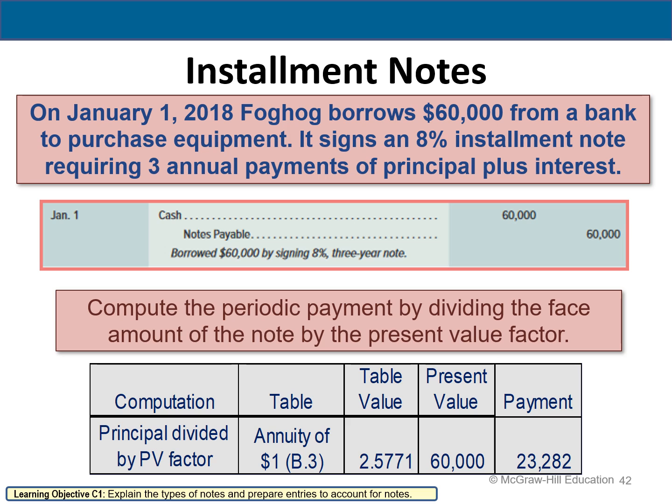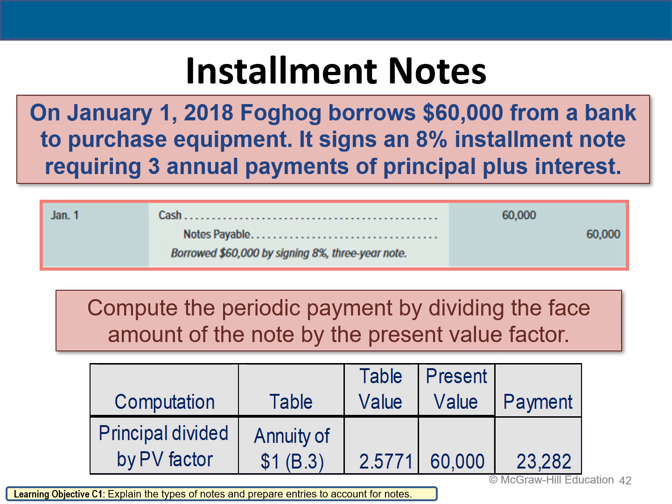An installment note is an obligation of a series of payments to be made to the lender. They're common for franchises and other businesses when lenders and borrowers agree to spread the payments over several periods, right? Very similar to your mortgage. On June 1st, 18, Fog Hog borrows $60,000 from a bank to purchase equipment, signs an 8% installment note requiring 3 annual payments of principal plus interest.